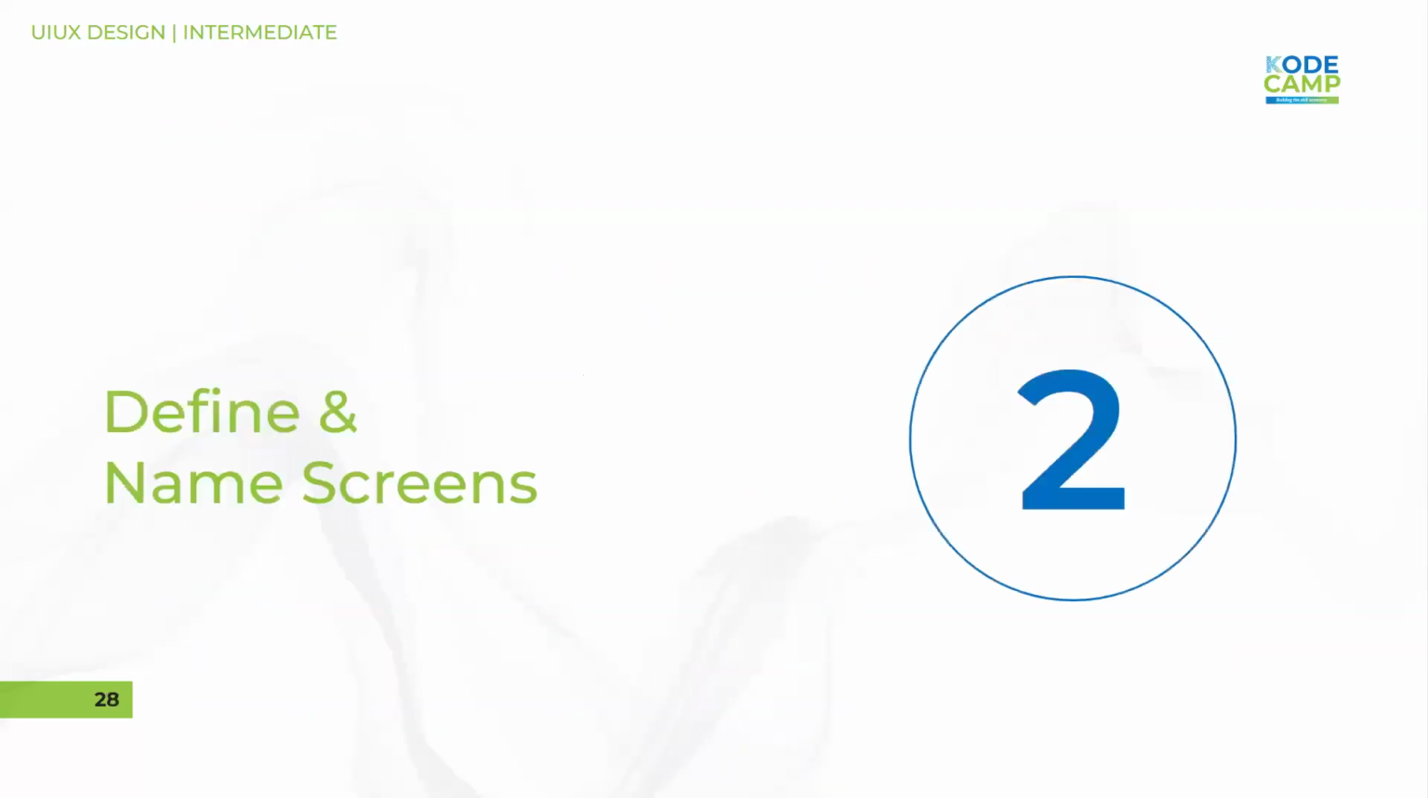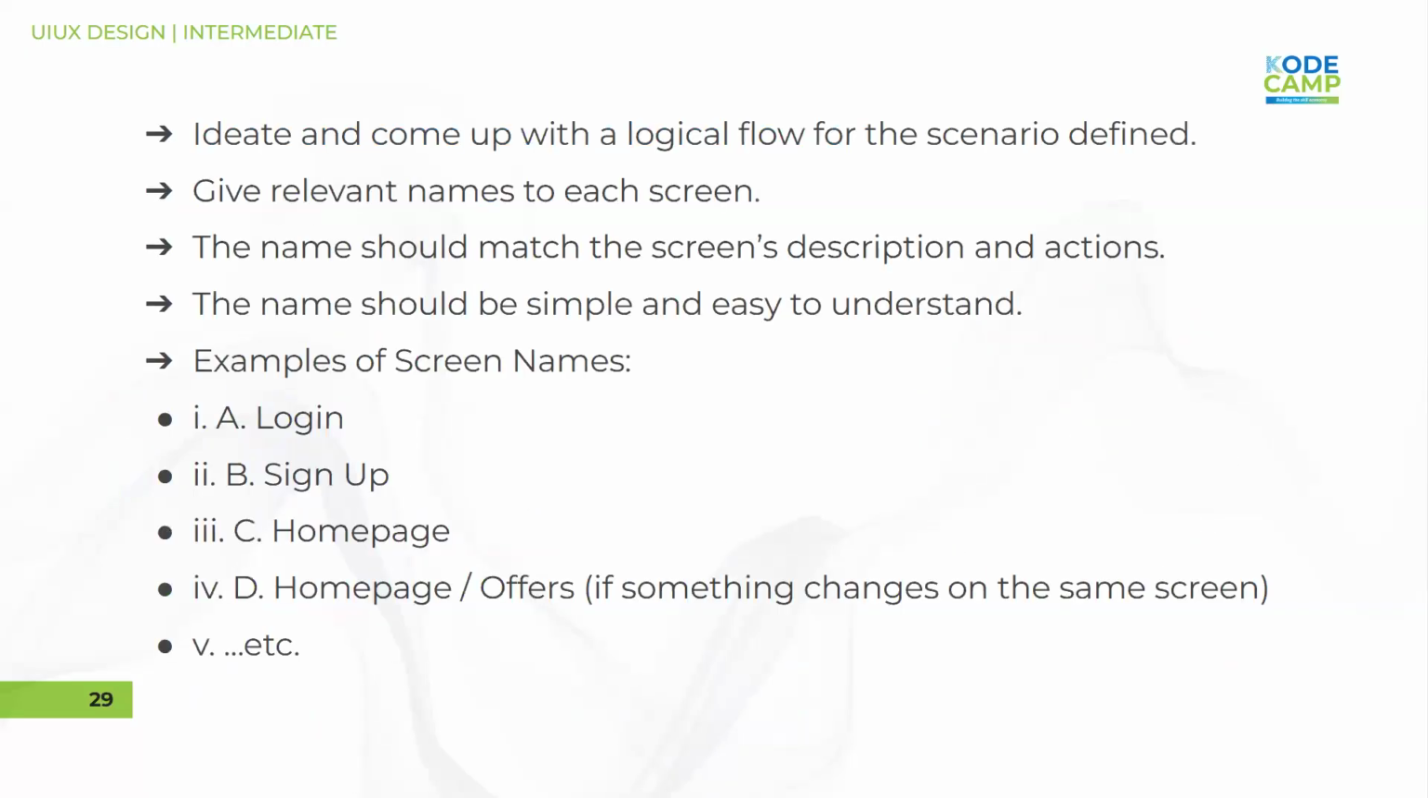So the second step is to define and name your screens. This is where you map out each step of the journey. This is where you iterate and come up with a logical flow for the scenario defined. This is where you give relevant names to each screen, and the name should match the screen's description and action.